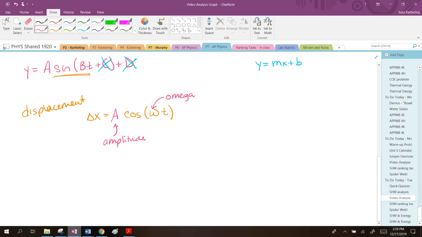Little omega is related to the period, but it's not exactly. It is called the angular frequency. Okay? It's the angular frequency. How are we doing so far? Are we okay? And we'll talk about how that's related to frequency later. I'm not going to worry about it, but I'm just going to leave that right there.